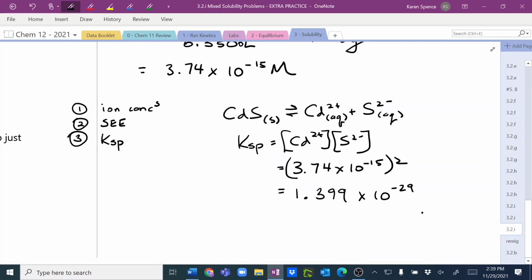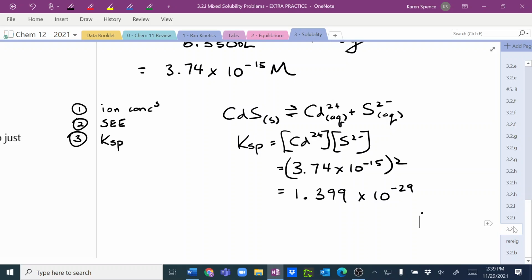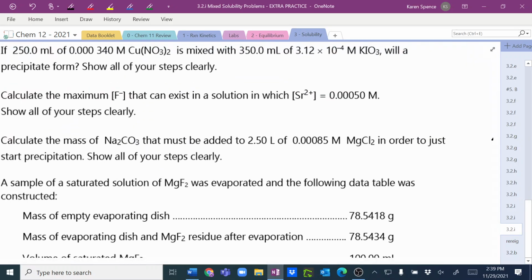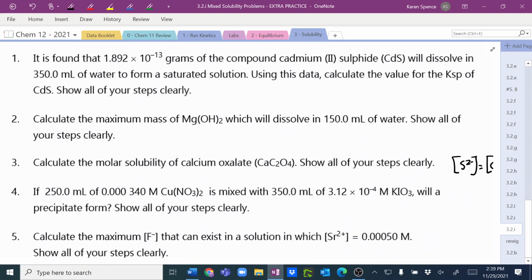Okay, just go stretch for a minute here, and then we will do the next one, number 2. Calculate the maximum mass of Mg(OH)2, which will dissolve in 150 milliliters of water.